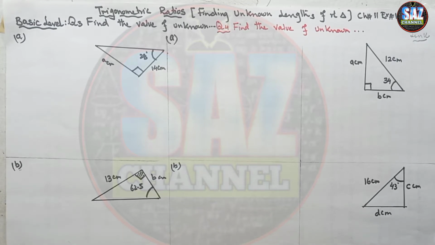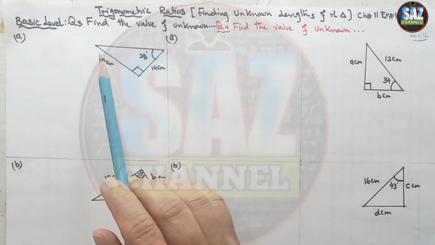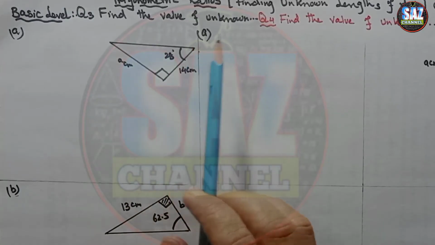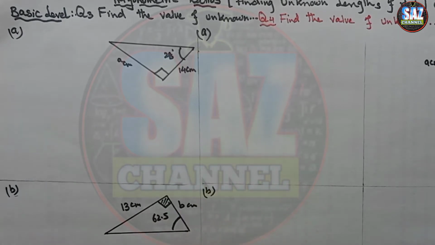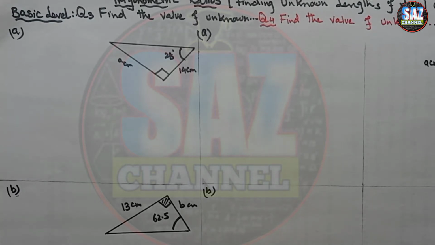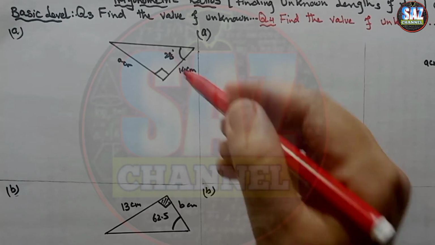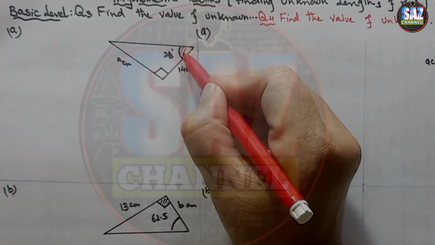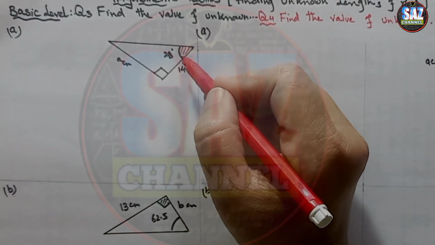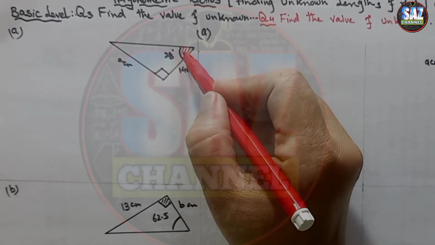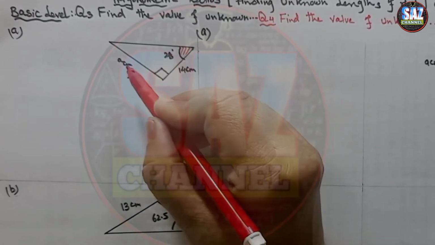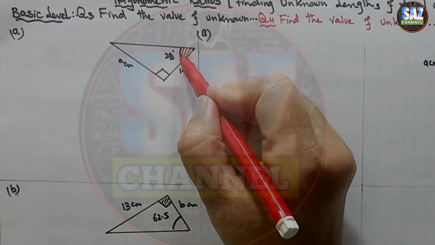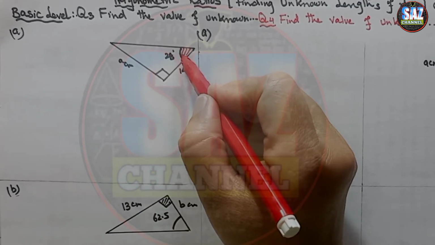Let's move to the actual lesson, and I'll start my class with question number 3. Question 3 says, find the value of unknown in each of the following right angle triangles. The given situation is a right angle triangle with two sides and one acute angle. First of all, let me highlight this acute angle, and first we have to decide what is the relationship of this A with this acute angle and which trigonometric ratio we can apply.